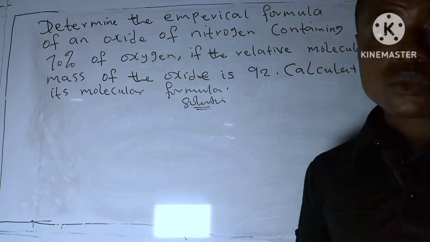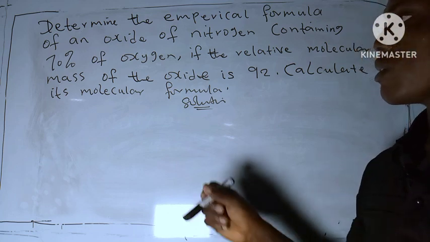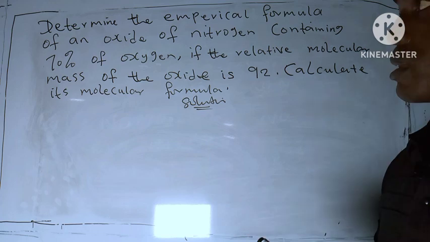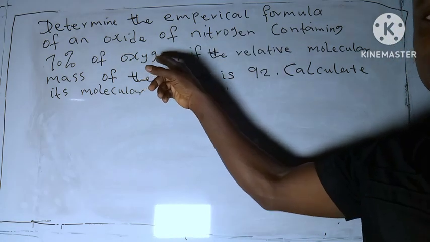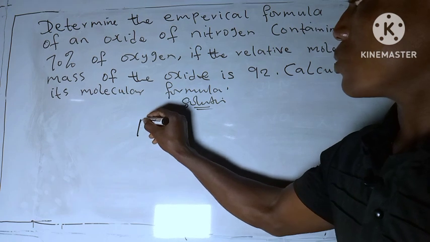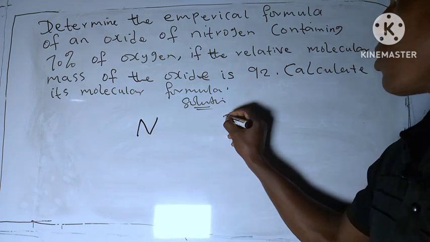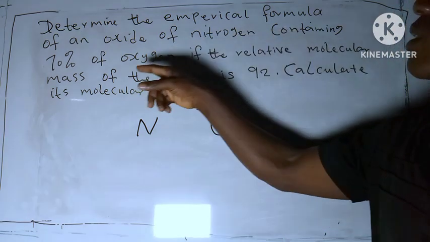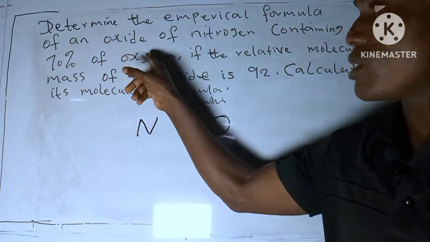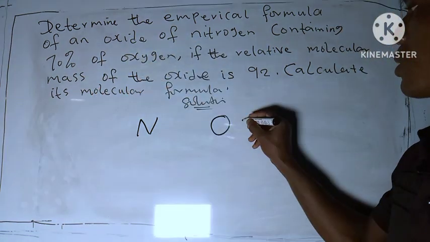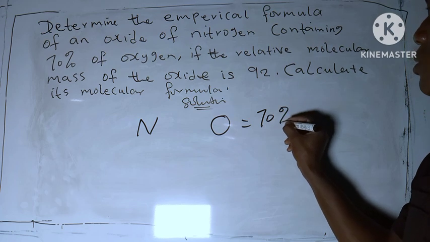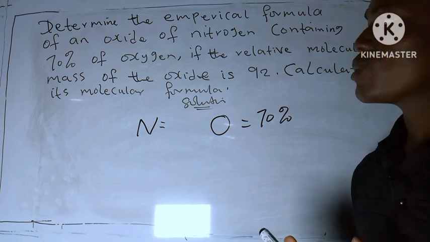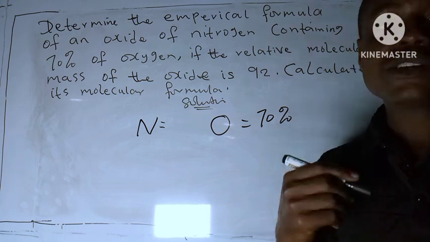We are asked to calculate for two things. One, the empirical formula, and two, the molecular formula. So let's first calculate for the empirical formula. Here we are given two elements, nitrogen and oxygen, right? Here the percentage containing 70% of oxygen, so oxygen is 70%. But nitrogen is not given. So what are we going to do? What is the percentage of nitrogen now?